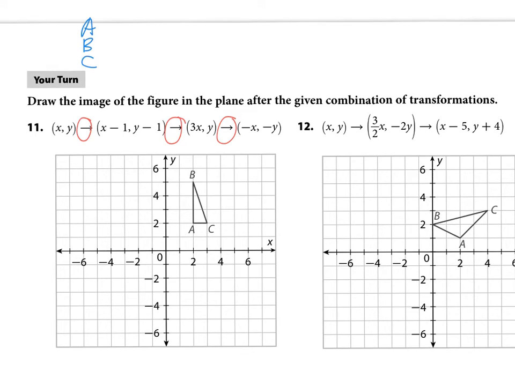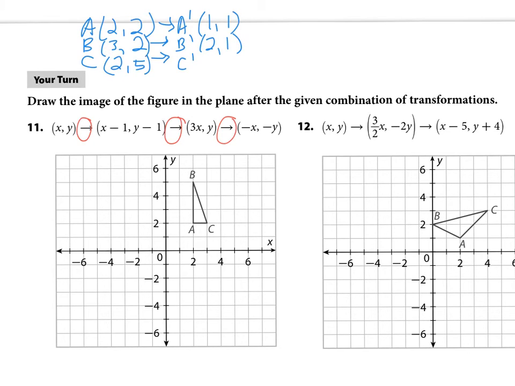So A, B, and C. A starts at 2, 2. B starts at 3, 2. And C starts at 2, 5. And our first transformation to A prime, B prime, C prime is going to take and subtract 1 from each of those coordinates. So 1, 1, 2, 1, oops, forgot a parenthesis on the B, sorry about that, and 1, 4. So that's going to be a translation, as you know.